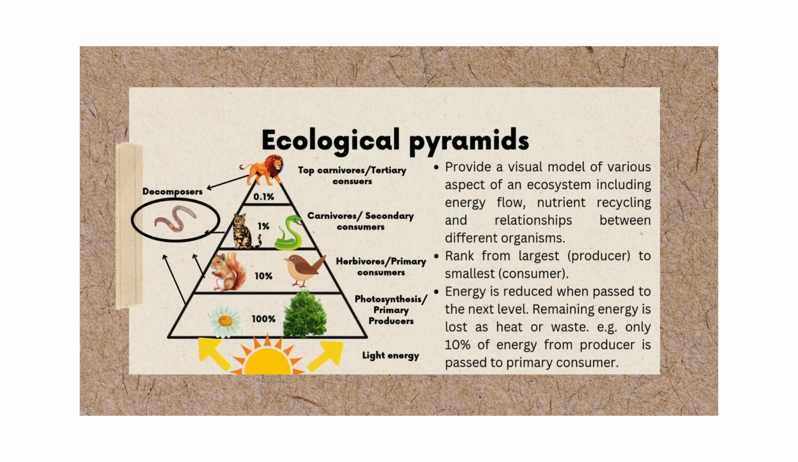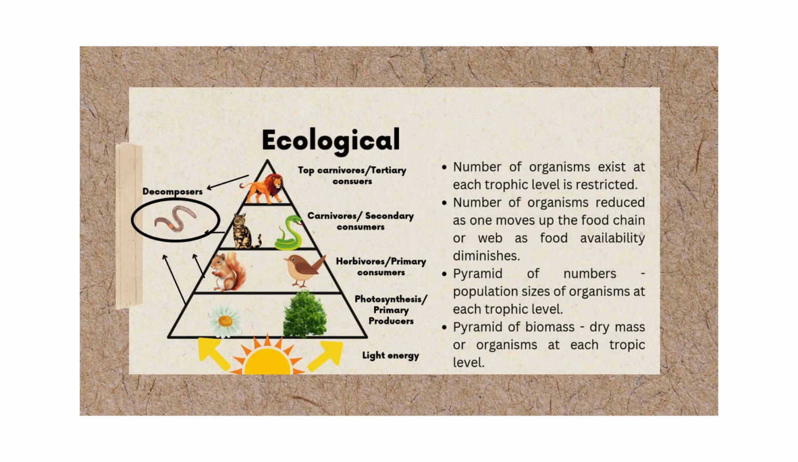This basic shape reflects the principle that energy captured by producers is converted into chemical energy, but only about 10% of this energy is passed on to the next level. The remaining energy, approximately 90%, is lost to the environment as heat or waste. This significant decrease in energy is one reason food chains are limited in the number of trophic levels they can support. Additionally, the number of organisms that can exist at each trophic level is restricted.